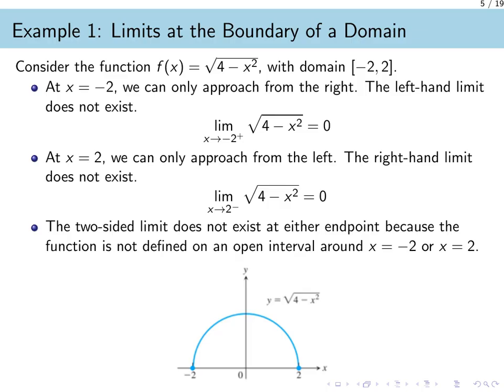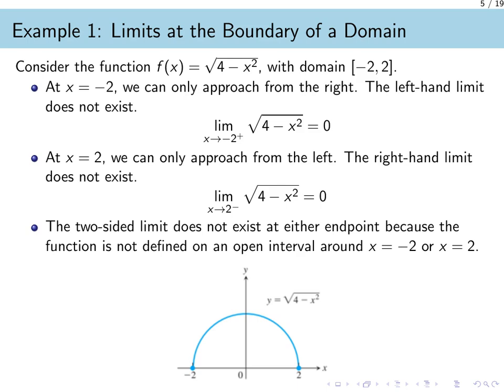Let us explore how one-sided limits work at the boundary of a function's domain, which is a special case where a two-sided limit cannot exist. I will use the function f of x equals the square root of the quantity 4 minus x squared, which graphs as a semicircle on the closed interval from -2 to 2.